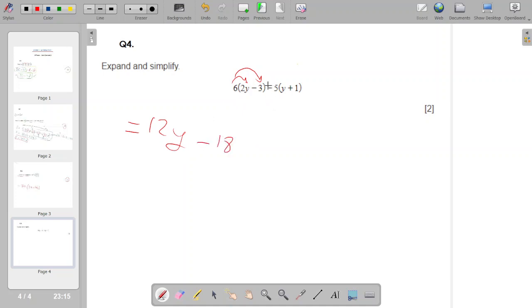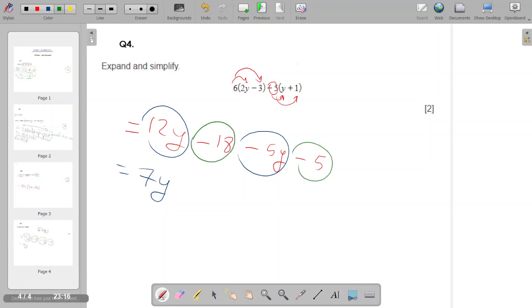After that, you go to what you have here. You're going to multiply the other thing with the bracket, minus 5. Minus 5 multiplied by y is going to be minus 5y, and minus 5 multiplied by 1 is going to be minus 5. So now you take the like terms, the 12y minus 5y, which is going to be equal to 7y, and you take the other like terms, the minus 18 and the minus 5, is going to be equal to minus 23. This is the solution, this is as simple as possible for this problem. It's going to be equal to 7y minus 23, and you're going to get rewarded 2 marks for this.